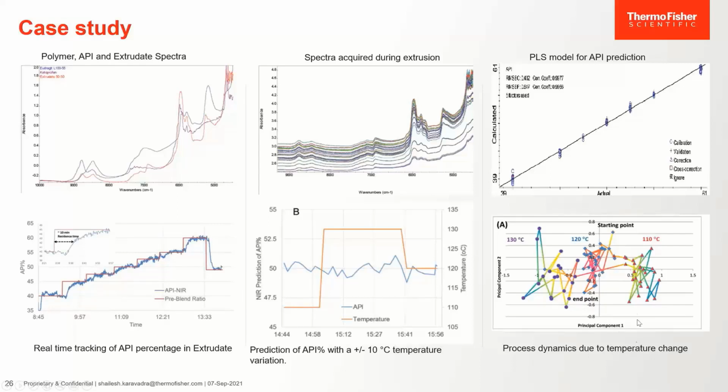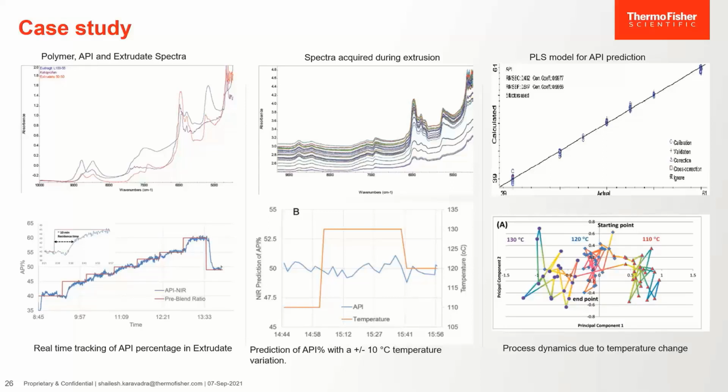Process dynamics due to temperature change. This graph is very interesting because it shows how the NIR spectral response changes when a different temperature setting is achieved. The sample spectra form a very tight cluster of principal component points. All these blue dots are principal component points in the PC domain.